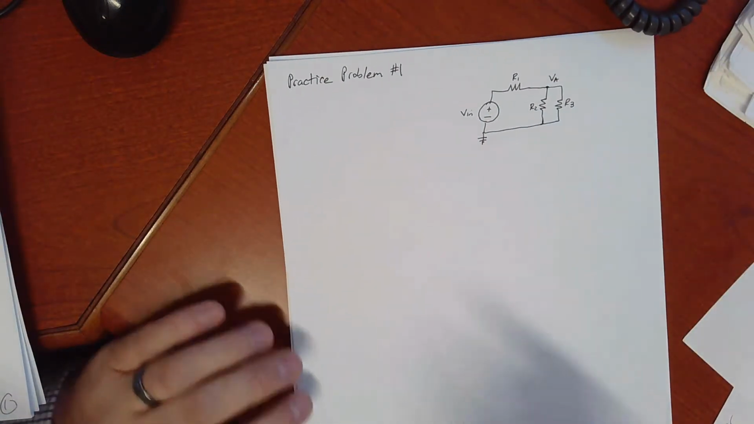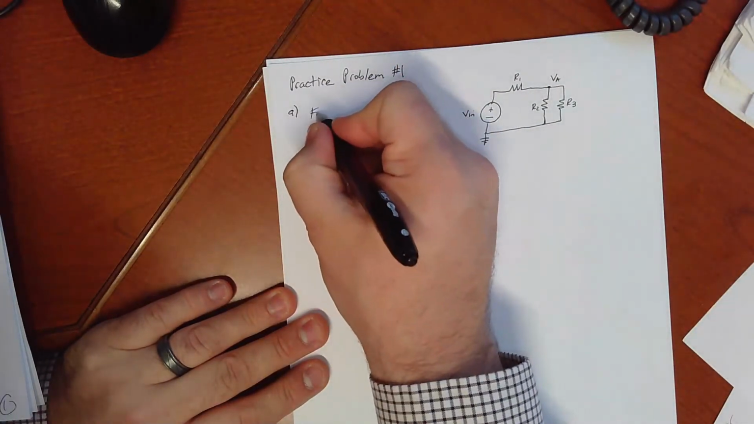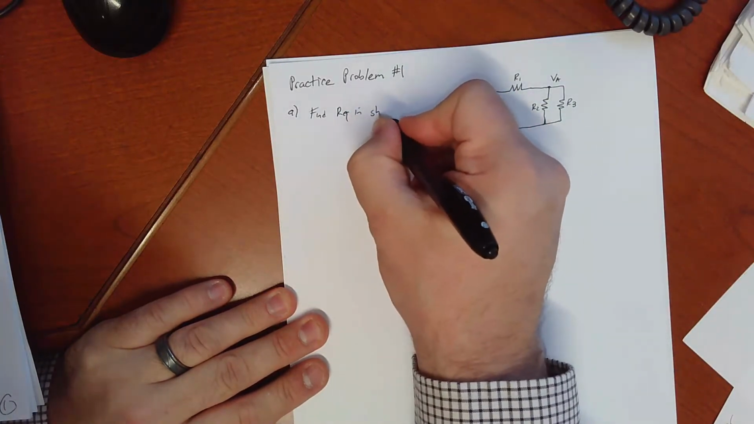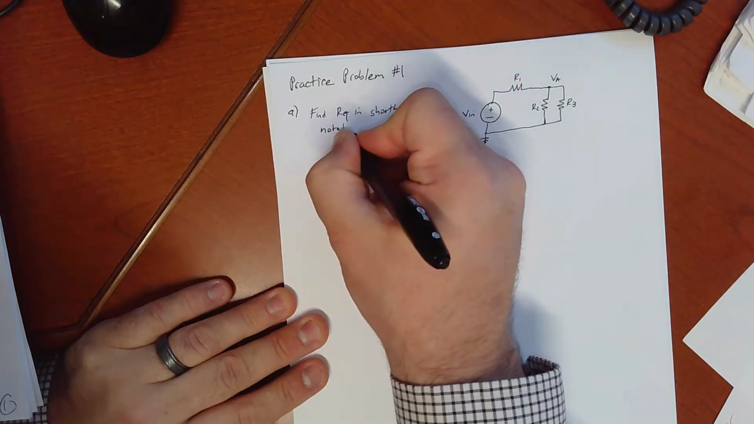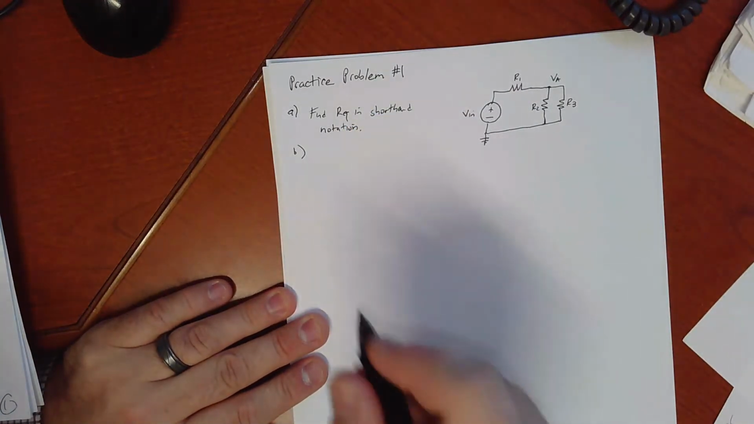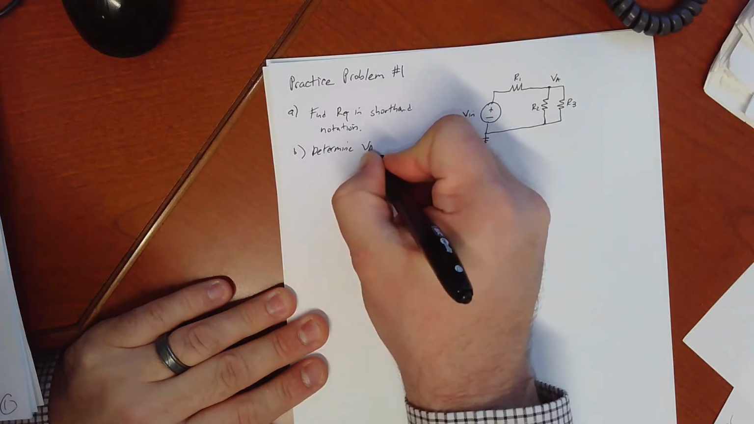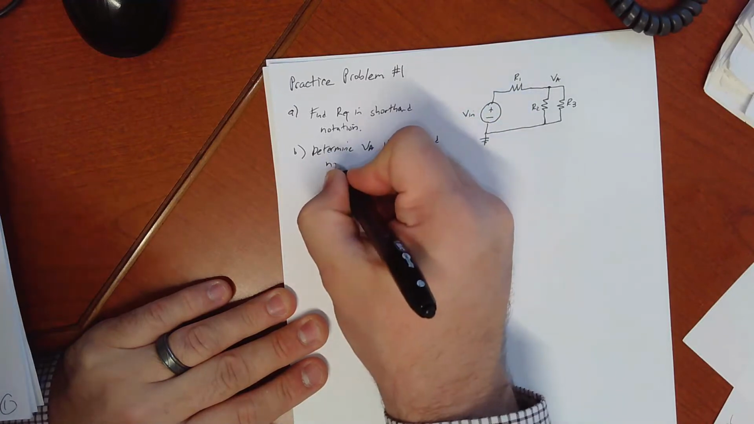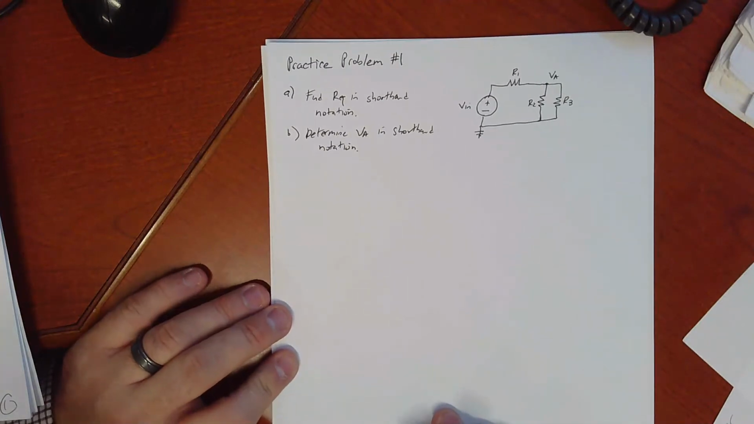and there's 2 parts to this question. Part A asks you to find the equivalent resistance, REQ, in shorthand notation, okay? And part B asks us to determine the voltage V sub A in shorthand notation, okay? Right?